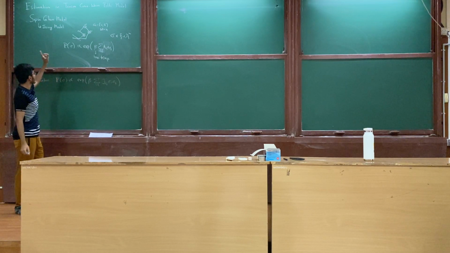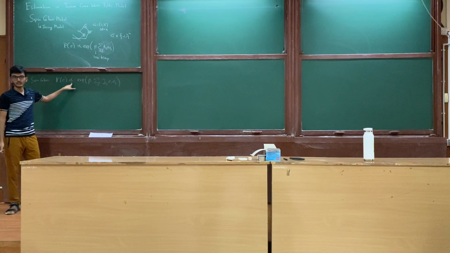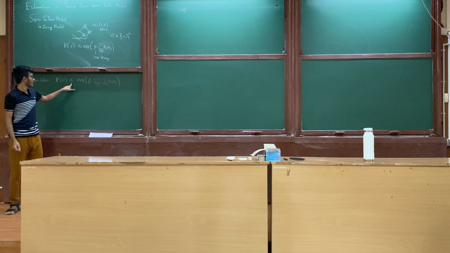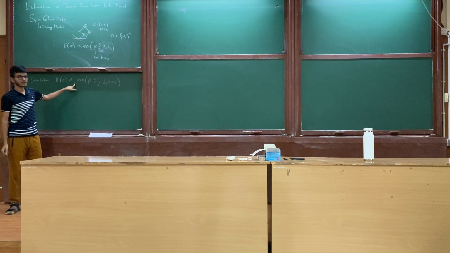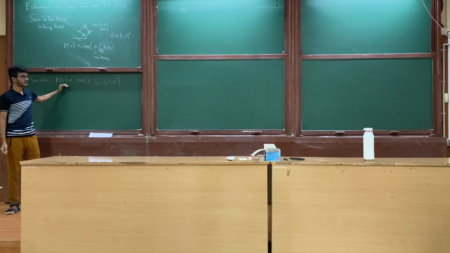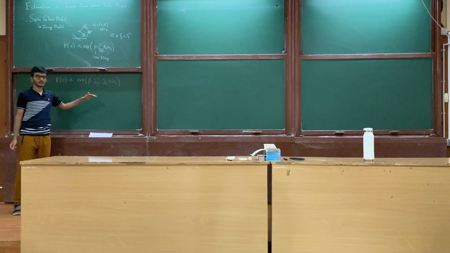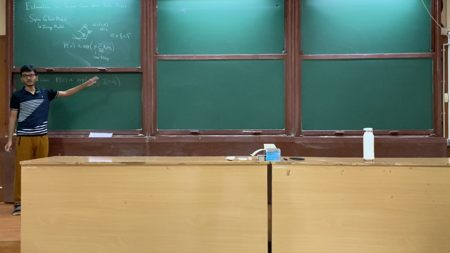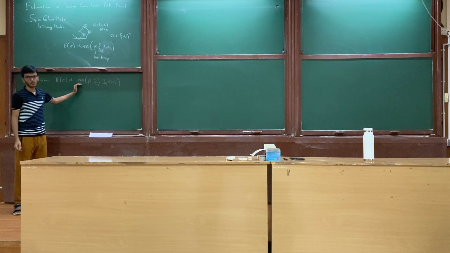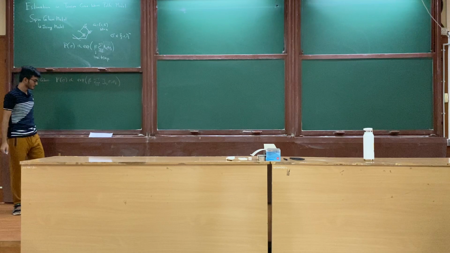And notice one thing, from the beginning I've been writing proportional signs, because there has to be a normalizing constant. So how do you find the normalizing constant? You need this probability measure to sum up to 1. So you sum everything over the whole sample space and divide by that, and you will get some normalizing constant. I'm not writing that here.